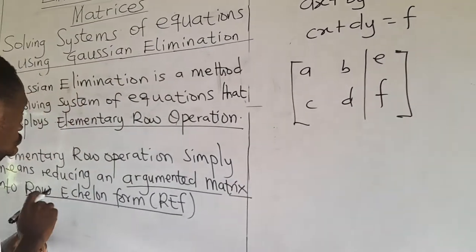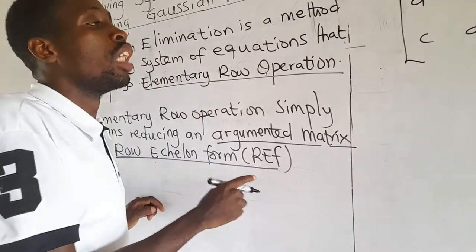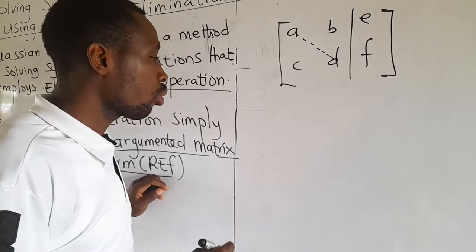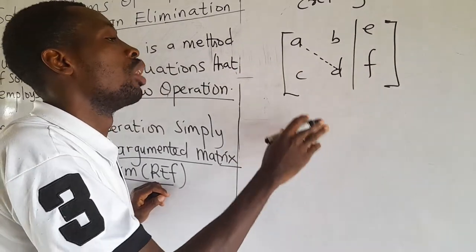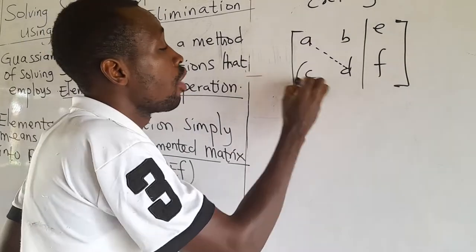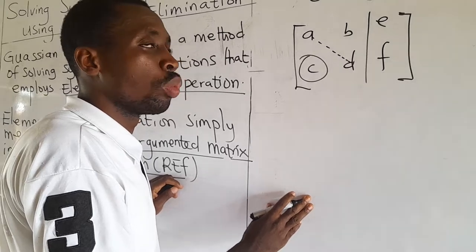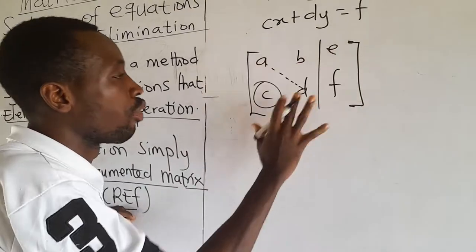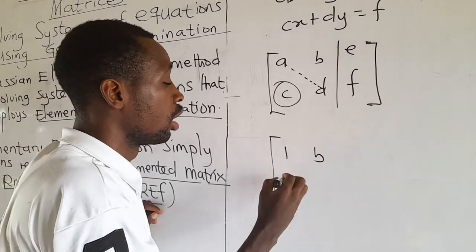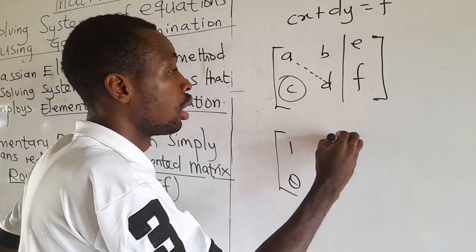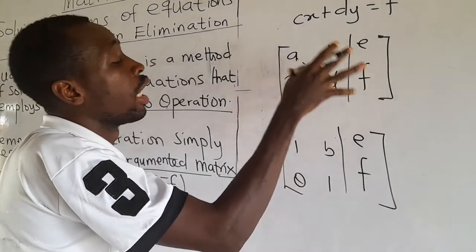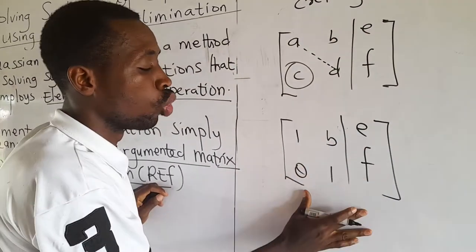Now, what is the row echelon form? The row echelon form simply means that all the entries in the principal diagonal, you reduce them to become one. All the entries in the principal diagonal will become one, then the entry below the principal diagonal becomes zero. So when we reduce this matrix into a row echelon form, it will look like this: 1, maybe b, 0, 1, then let's say e, f.